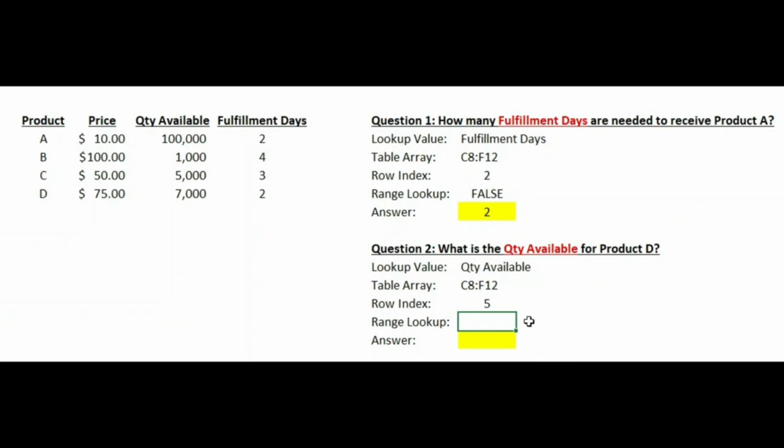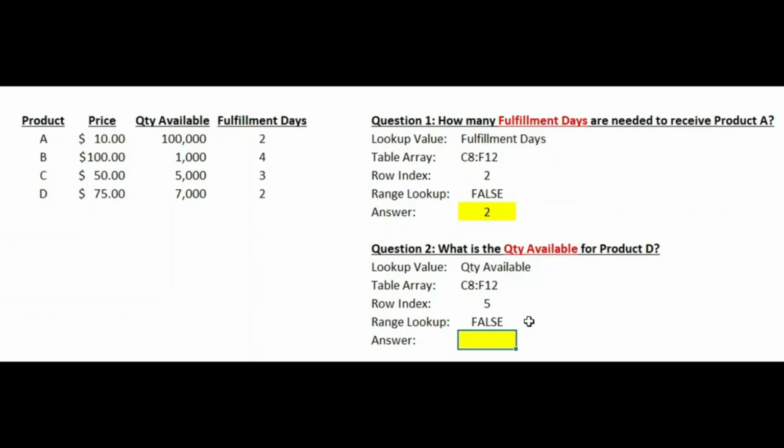Now, our range lookup. Again, do we want it close, or do we want exact? We have a question that's very exact, so we want an exact answer. So we want to put false in this box. Now, those are our 4 inputs that make up our Hlookup function.